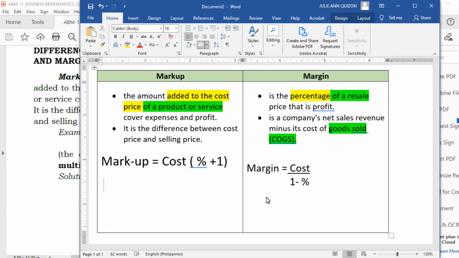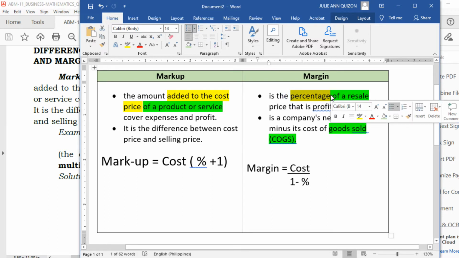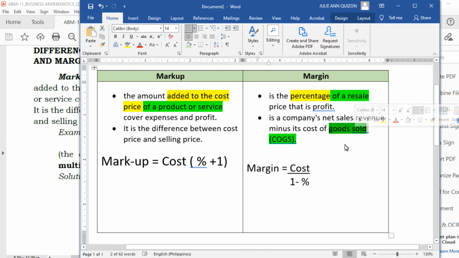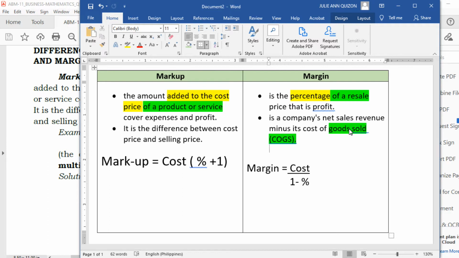At ang formula niyan, markup is equals to cost times the percentage plus 1. Sa margin naman is the percentage of a resale price that is profit. So, kapag naka-yellow siya, percentage, you emphasize the percentage. Dito naman, added to the cost price. Okay. And then, it is a company's net sales revenue minus its cost of goods sold. So, ito yung may kulay, yung cost of goods sold. So, may inililess mo kung magkano ang nagastos mo doon, yung operating cost nun. That is the margin.